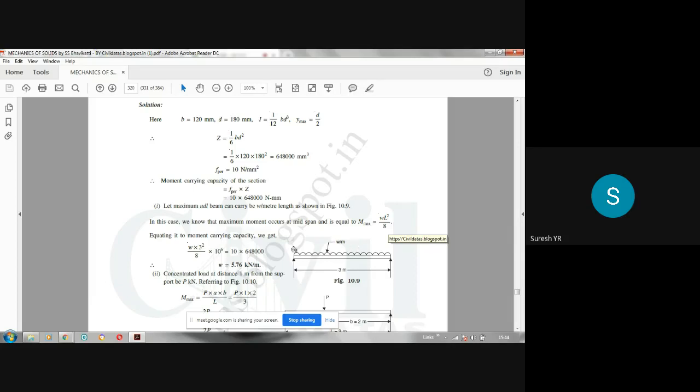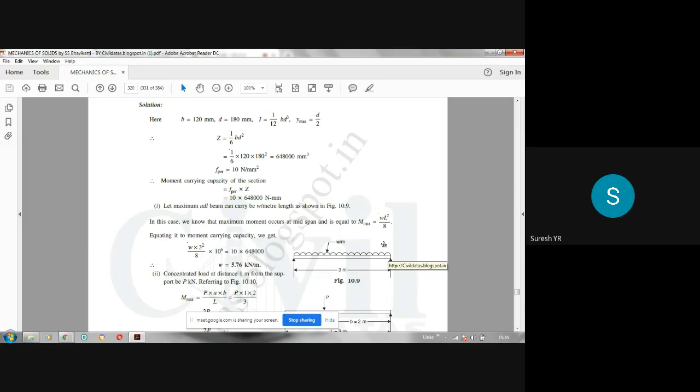That means this beam can carry a maximum load of 5.76 kilonewton per meter, not more than that. If the load exceeds this value, suppose the load W is 6 kilonewton, then your maximum bending moment will be more. When the bending moment is more than the moment carrying capacity, the beam fails. Cracks will develop and it will collapse. That is the meaning, because stress is limited here.